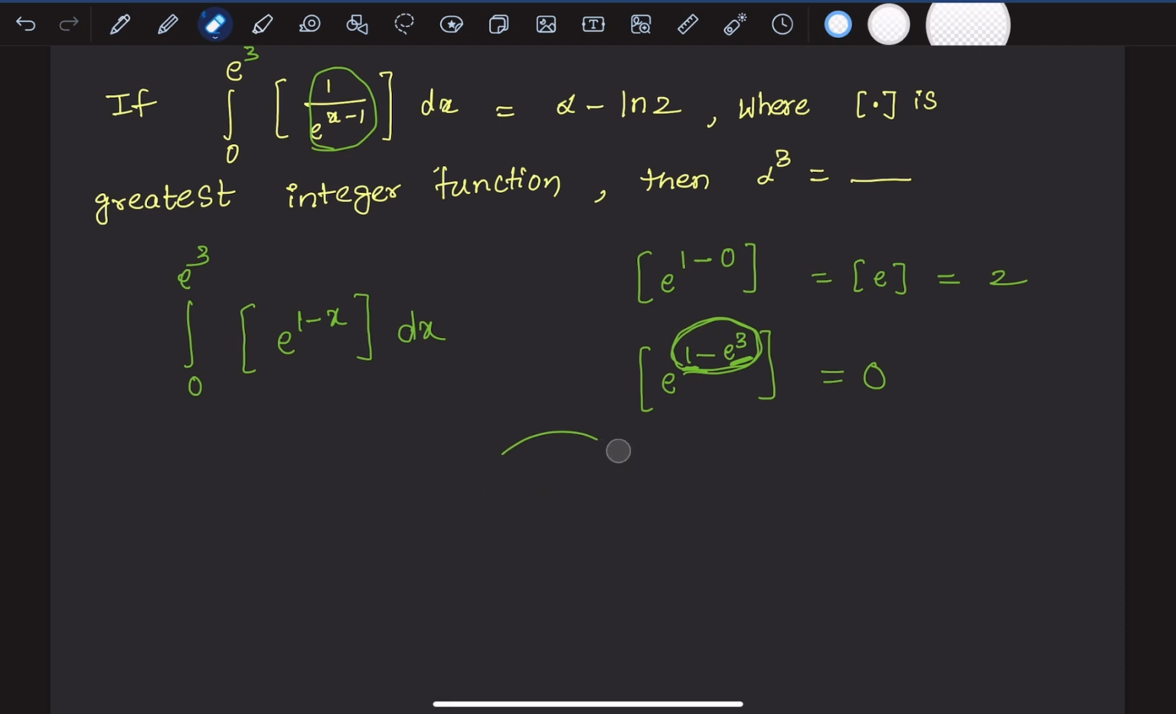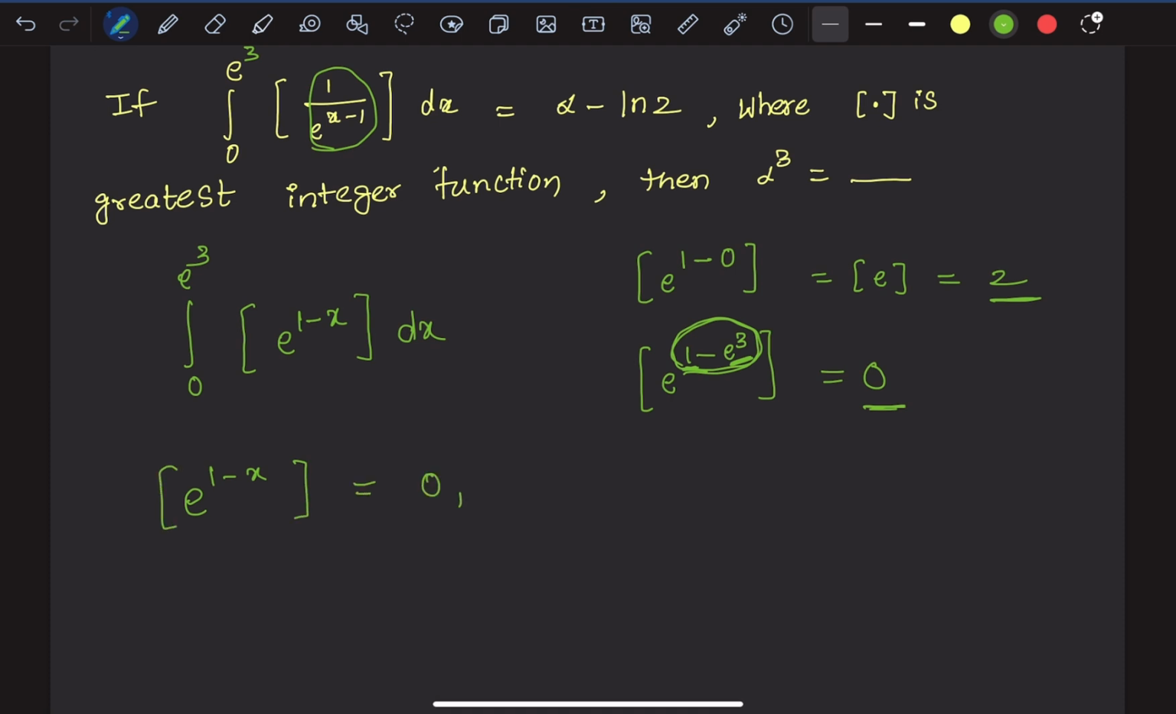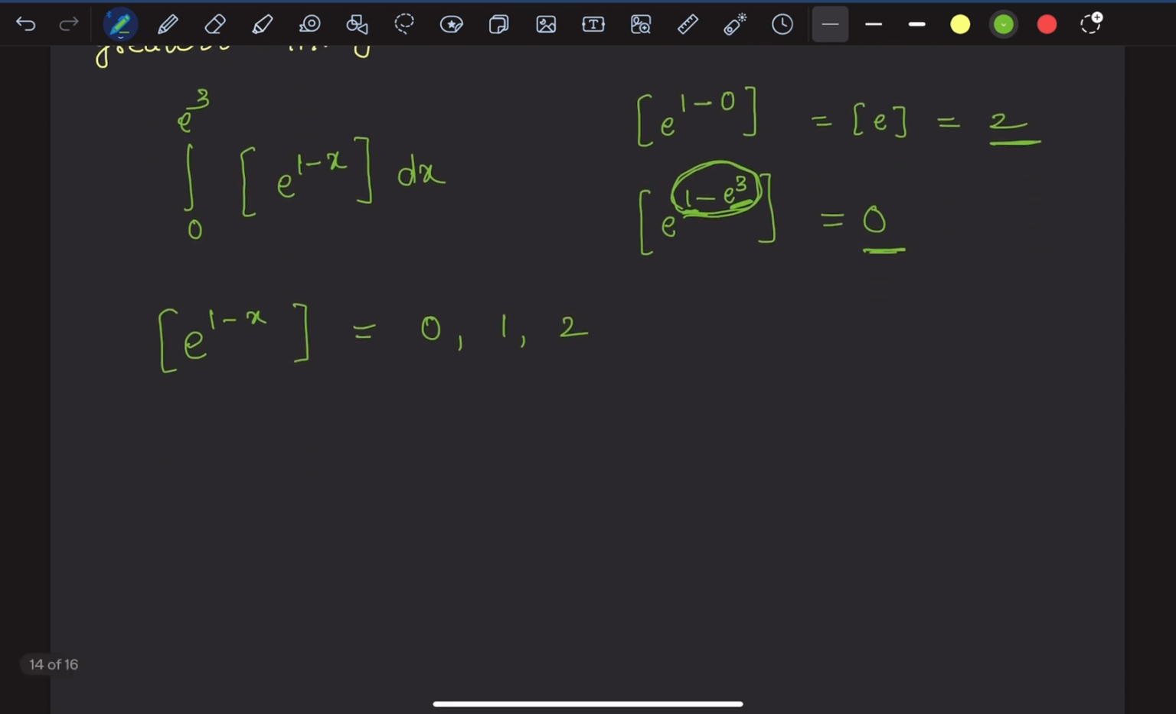So when you put the lower limit, the greatest integer part is 2. When you put the upper limit, the greatest integer part is 0. So the possibilities are that the greatest integer part of e to the power 1 minus x can be 0, 1 or 2. Let us see where it becomes 0, 1 and 2. So e to the power 1 minus x is equal to 1.